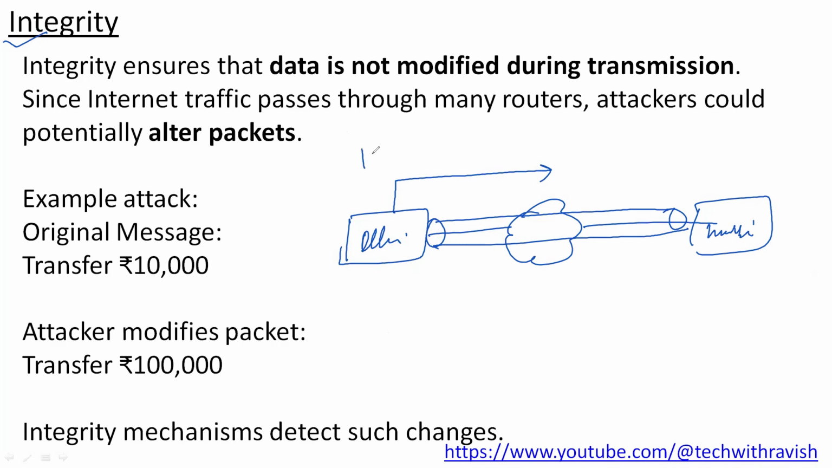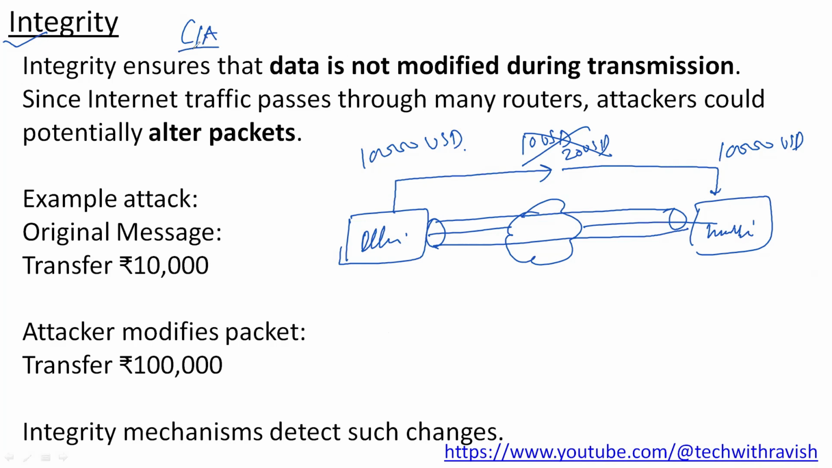If I'm sending a message that I need 10,000 US dollars to be forwarded from the client, the same message will be received. It will not be converted to 10 USD or 20 USD. This is not possible. Well, the CIA methods, confidentiality and integrity, provide that.